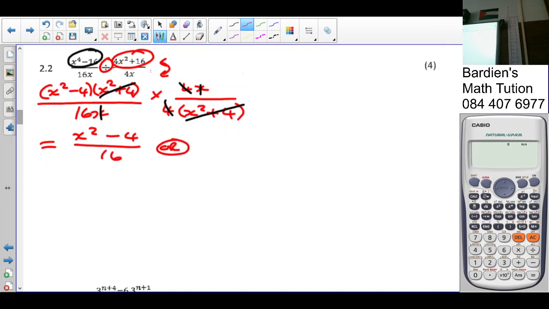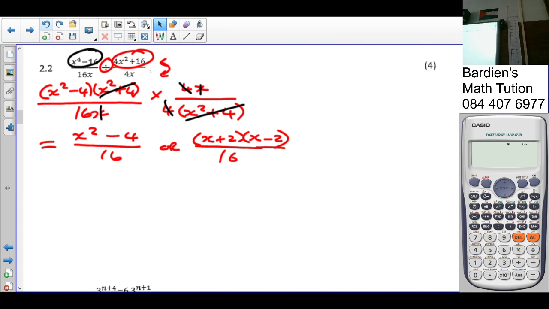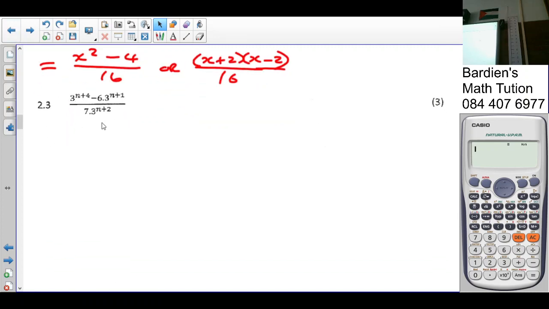Or I could have factorized this with the difference of 2 squares here on top. It's going to give you x plus 2, x minus 2. You don't have to do that, but if you had gone, no problem. You're not going to get extra marks there because why? It doesn't cancel out anything. You guys understand? Alright.